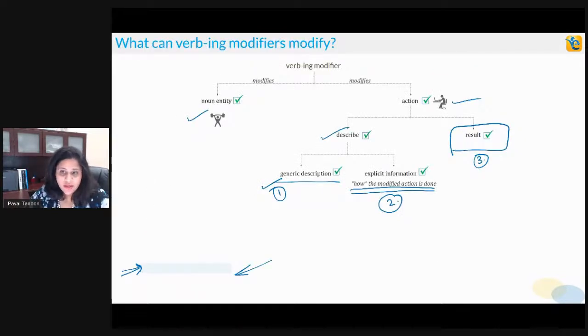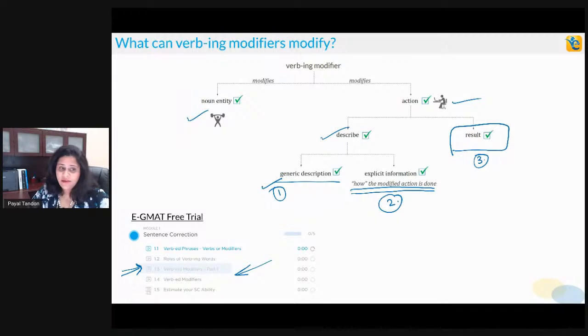So I would strongly urge all of you to go through at least the file that's available to you free of charge. EGMAT students should definitely go through the entire modifiers block, which I'll talk about later on in this session.